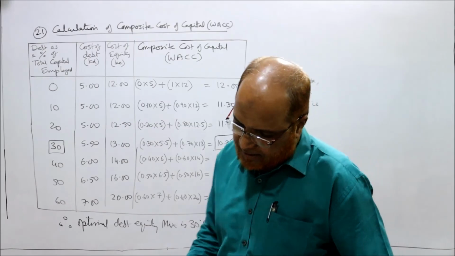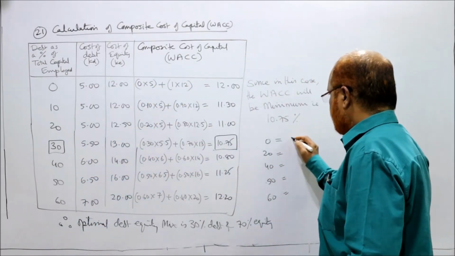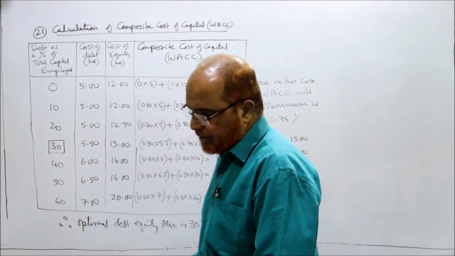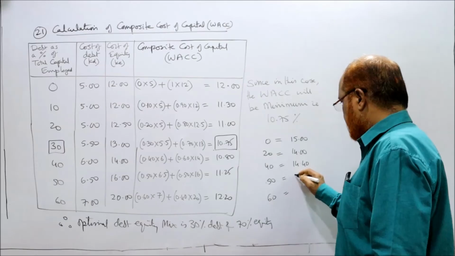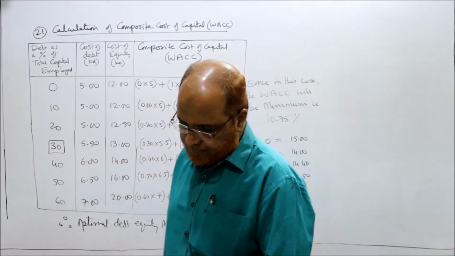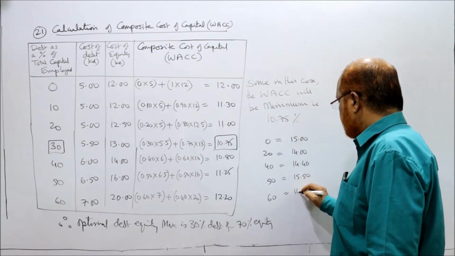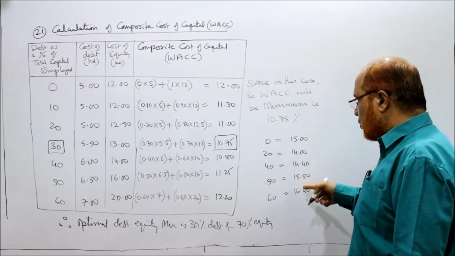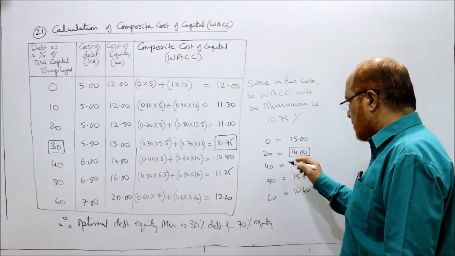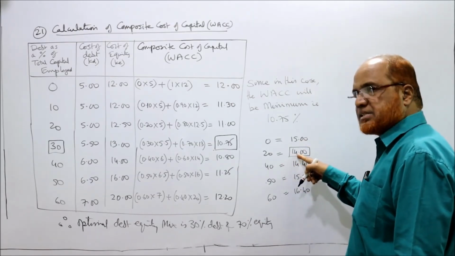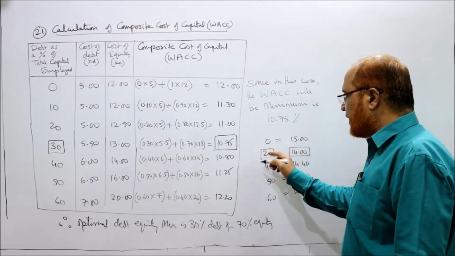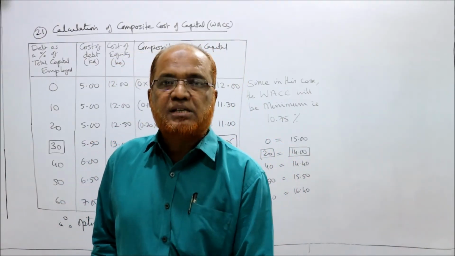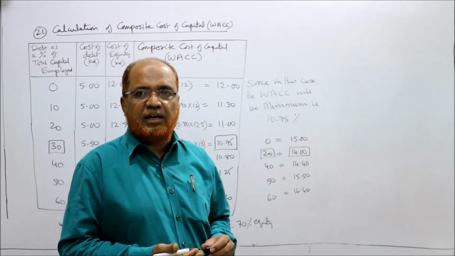इसका WACC आएगा 15, 14, 14.4, 15.5, 16.4. These are the WACC composite cost you will get. So what is the lowest among these? 14% is the lowest. सब में कम WACC 14% है. तो किसके अगेंस्ट में है ये? 20% के अगेंस्ट में. तो your ultimate conclusion, the optimal debt equity mix is 20% debt, 80% equity.